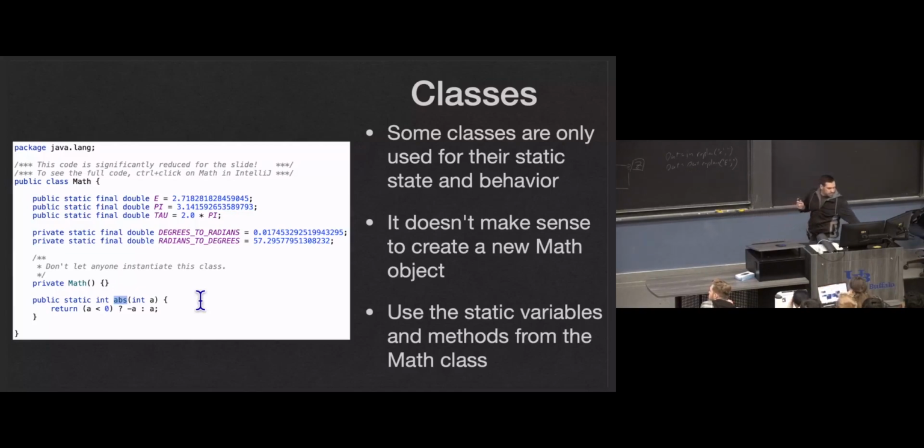If you don't have a constructor, you get what's called the default constructor, which is the same as this one, except it's public. So if you just don't write a constructor, you get yourself a free public constructor that takes no parameters and doesn't do anything.